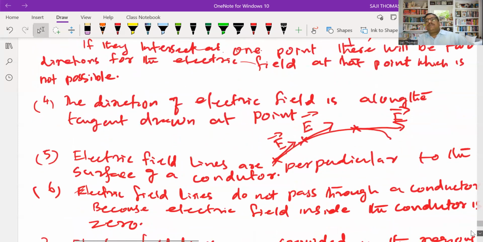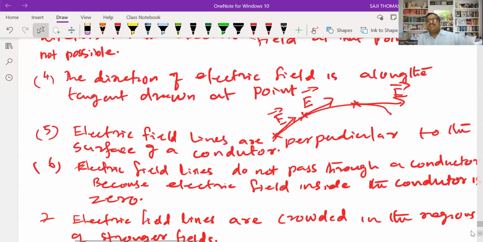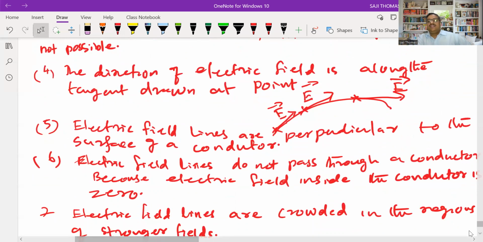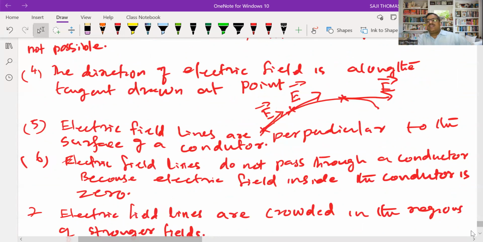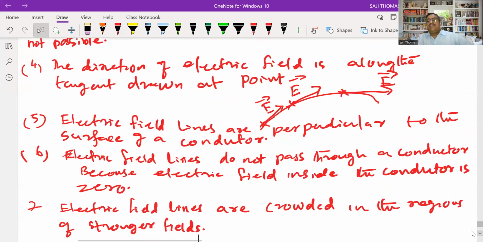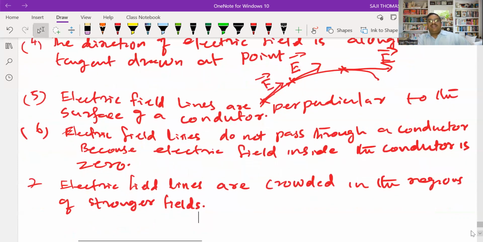Electric field lines are perpendicular to the surface of a conductor. Then electric field lines do not pass through a conductor. Why? Inside a conductor, no charges are residing. Excess charges will be only on the surface of the conductor. So electric field inside the conductor is zero. Electric field lines are crowded in the regions of stronger fields.